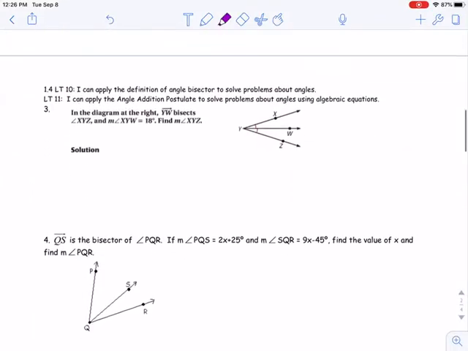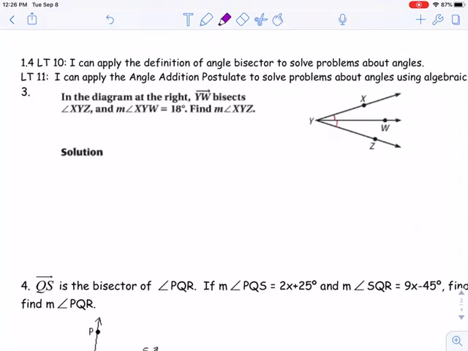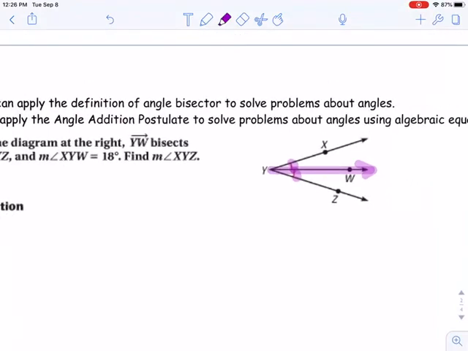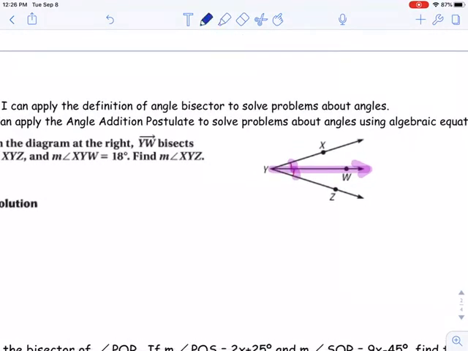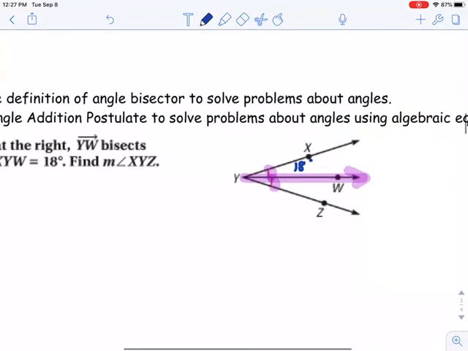Alright, so cruising right along. In the diagram to the right, YW bisects angle XYZ. So it's even labeled, this right here is bisecting, and we have the arcs to emphasize it. Now it's telling me that the measure of angle XYW is 18 degrees. It's saying find the measure of XYZ. So it wants me to find the measure of the whole thing.